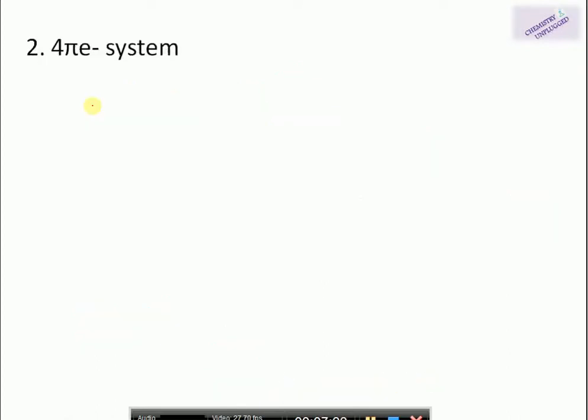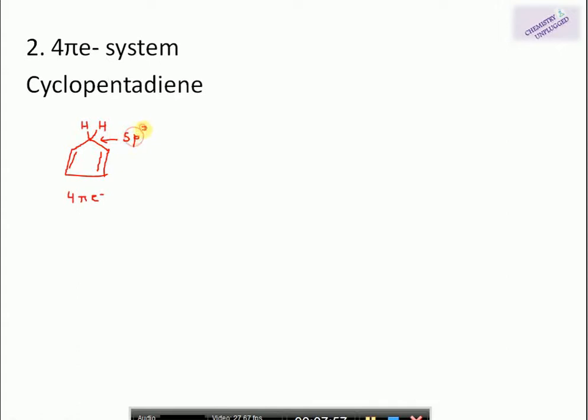Then for a 4 pi electron system, we have the example of cyclopentadiene. Because it has 2 pi bonds, it has 4 pi electrons. But due to the presence of this carbon, which is an sp3 carbon, there is no proper delocalization of electrons and the system is no longer under conjugation.